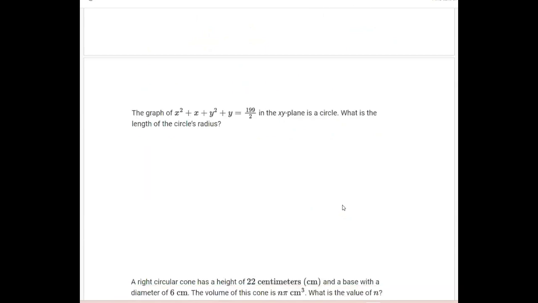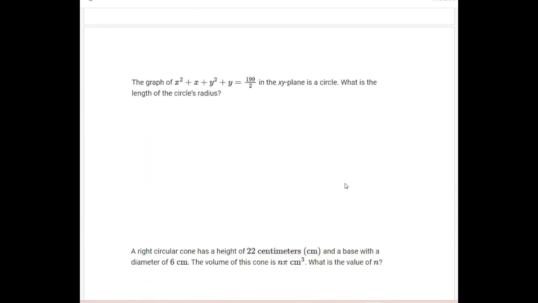Okay. The graph of x squared plus y squared plus y is equal to 199 over 2 in the xy plane is a circle. What is the length of the circle's radius? Okay, so if that's the case here, we need to make this equation in the form (x minus h) squared plus (y minus k) squared equals r squared, which is the canonical formula for a circle. H, K are the center and r is the radius.